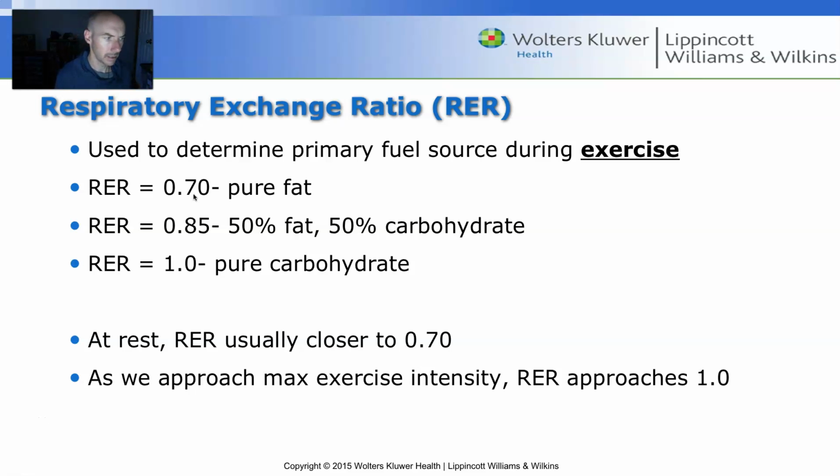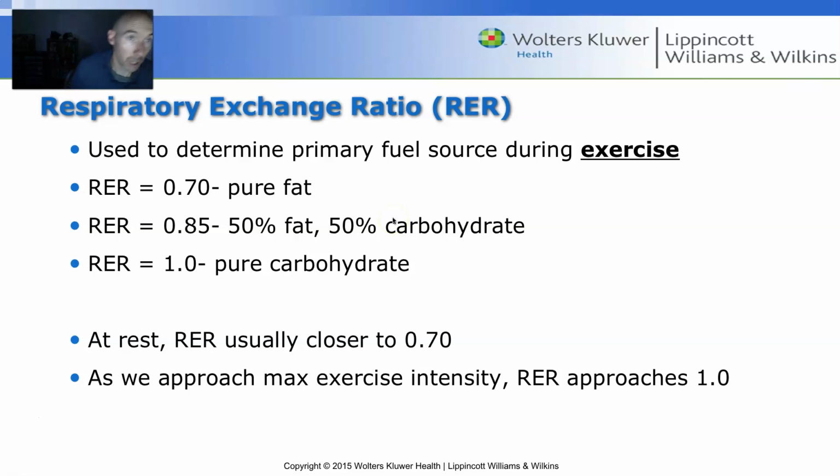We talked about this in class before, that usually you're getting a combination of energy production from all sources. There's always going to be a slight anaerobic energy contribution, so there's going to be some carbohydrate use. So usually when people are exercising at a low to moderate intensity, they're going to be at an RER closer to 0.85, which would indicate a 50-50 fuel split. Half their energy production is from fat, half is from carbohydrate. But then again, as they progress to max exercise intensity, the RER value gets to 1.0, meaning that they're using pure carbohydrate.